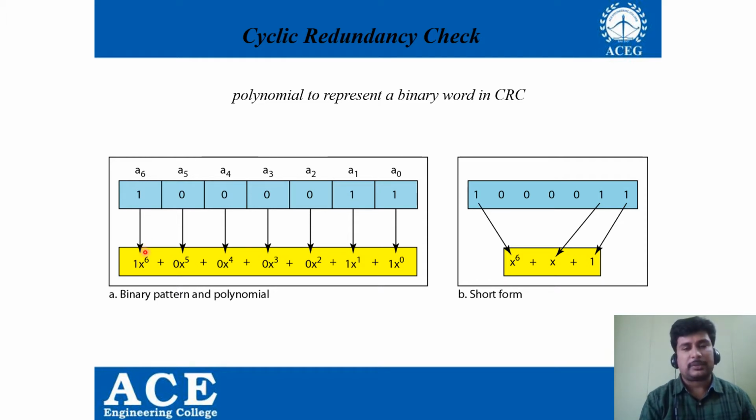So the total expression we have is 1 into x power 6 plus 1 into x power 1 plus 1 into x power 0, and simply it can be referred as x power 6 plus x plus 1. So this is the code word which we are trying to transmit, and that has been represented in form of polynomial.